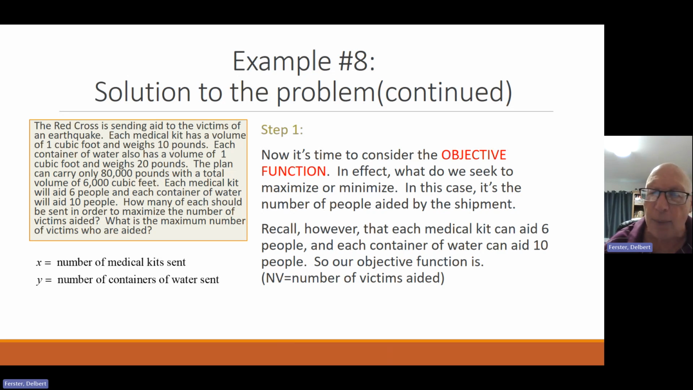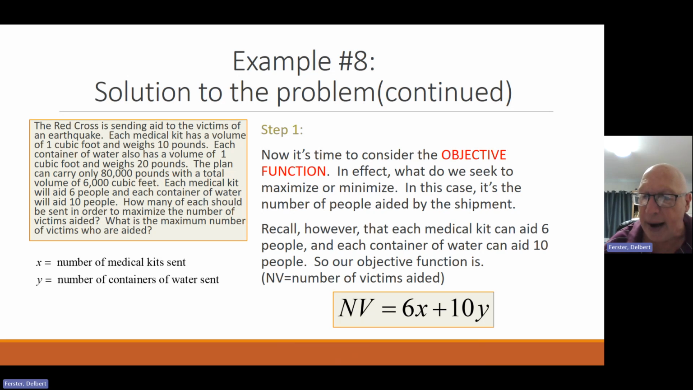But again, if you read the problem, it tells us we can aid 6 people with each medical kit. We can aid 10 people with each container of water. So there's our objective function wherein we're going to try to maximize the number of victims we can aid based on the satisfaction of that system of constraints. And that's going to be the objective function we seek to maximize.